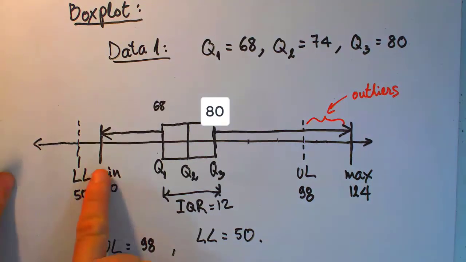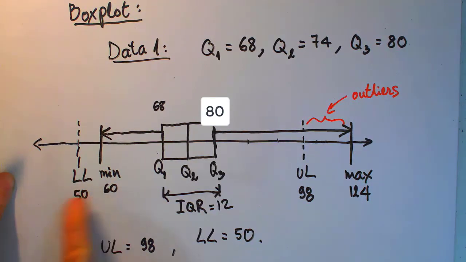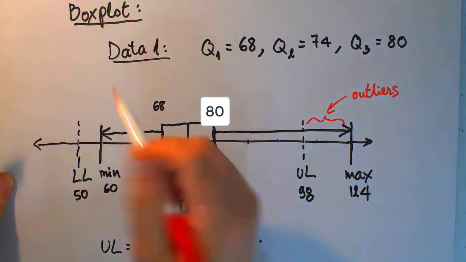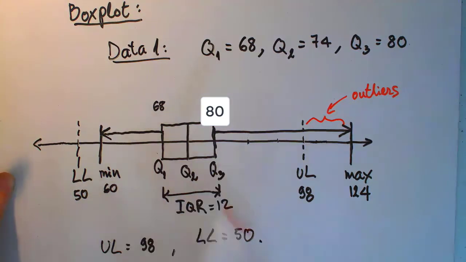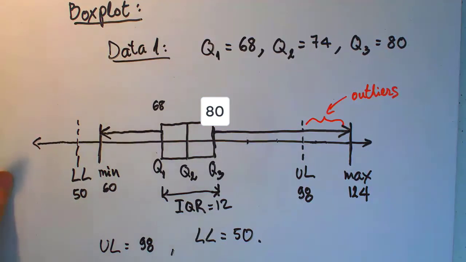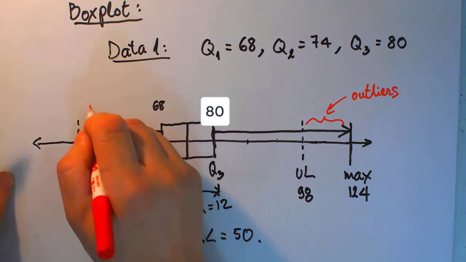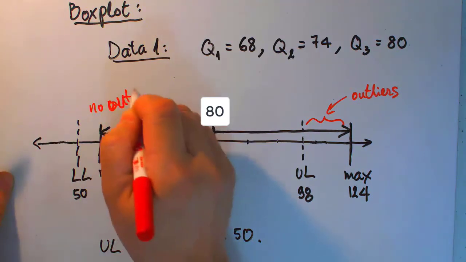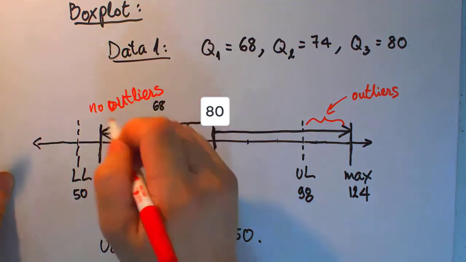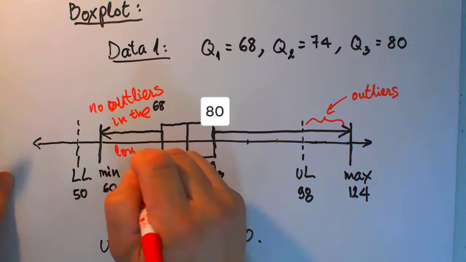And then the low end of your data 1 right here is completely contained inside the low limits graphically. And so quickly looking at a box plot without looking into all the details of the numbers, you can still tell that there are no outliers on the low side.